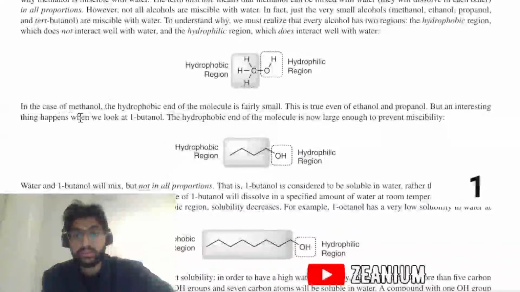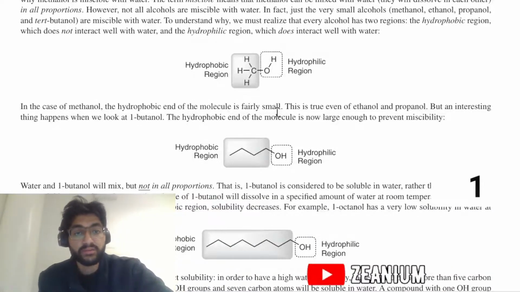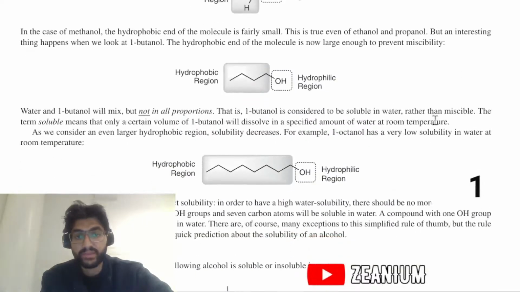In the case of methanol, the hydrophobic end of the molecule is fairly small. This is true even of ethanol and propanol, but an interesting thing happens when we look at 1-butanol. The hydrophobic end of the molecule is now large enough to prevent miscibility.